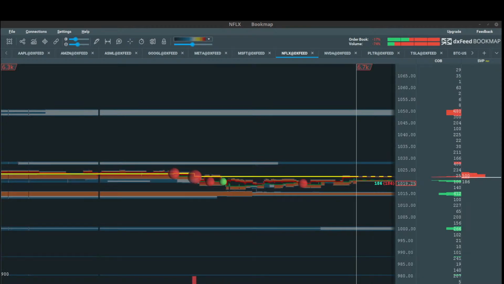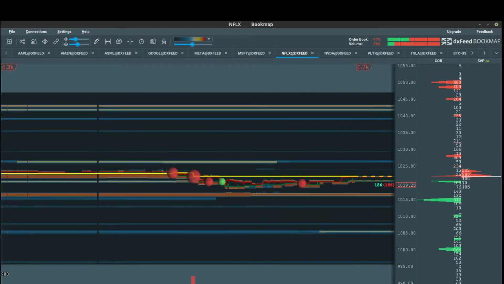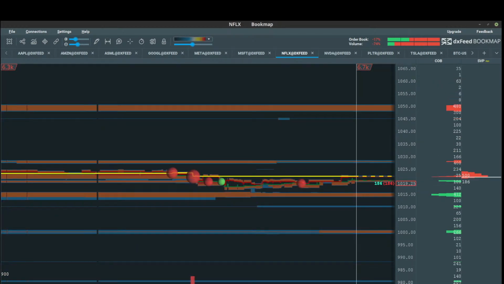I'm pulling up my Benzinga feed. Netflix, which isn't really part of the Mag 7, but it's still worth watching. But here's something interesting. Look at the book depth on Netflix. It reminds you of ASML a bit because it's similarly light. And again, we'll see how that may change after the market opens.